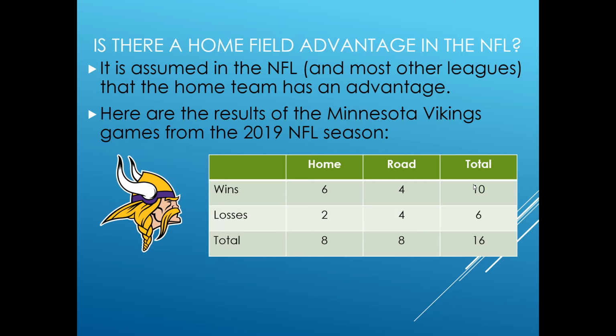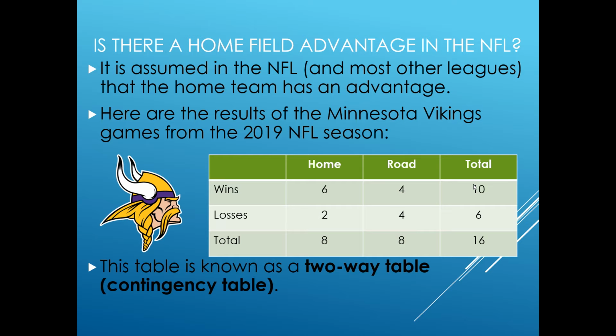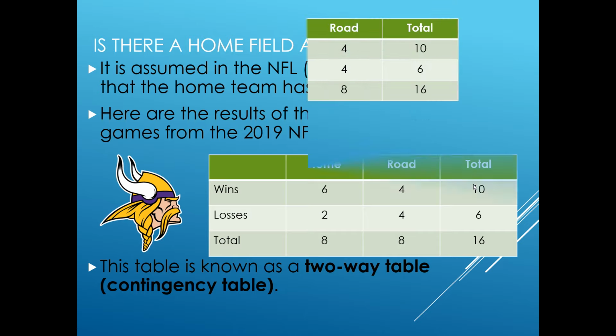So when we look at this, we have our wins and losses at home, on the road, and then their totals. This is what's known as a two-way table, or a contingency table. This was the first objective, that you can create one of these tables given this type of information. We're going to break down that information and use it to determine if it is by random chance, or if they do have a greater ability to win games at home than on the road.